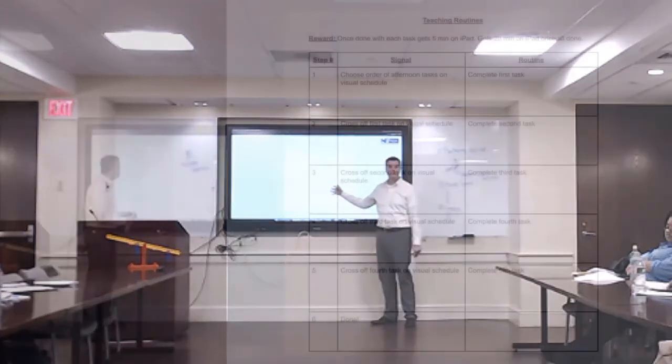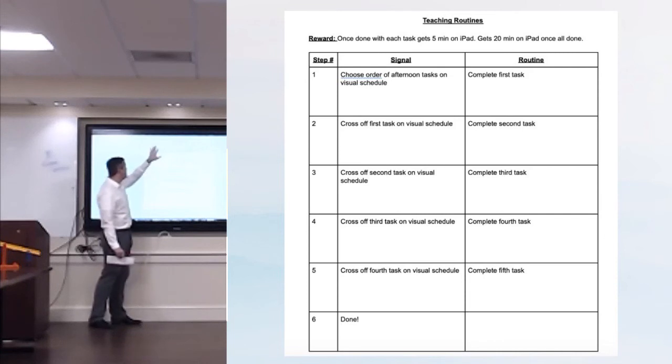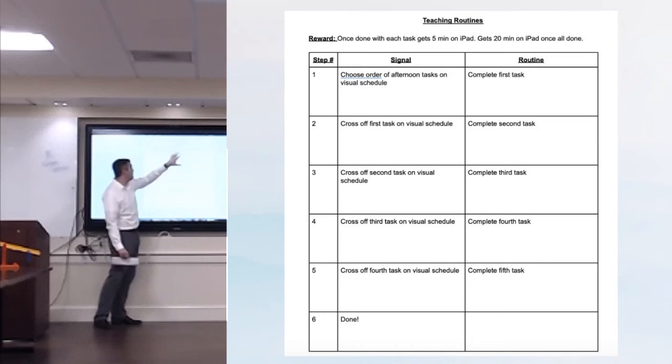Right? The other example that I have here is, and let's come up here to the reward too. So this one right here, once done with each task, this one right here would get 5 minutes on the iPad, and then they get 20 when they're all done.